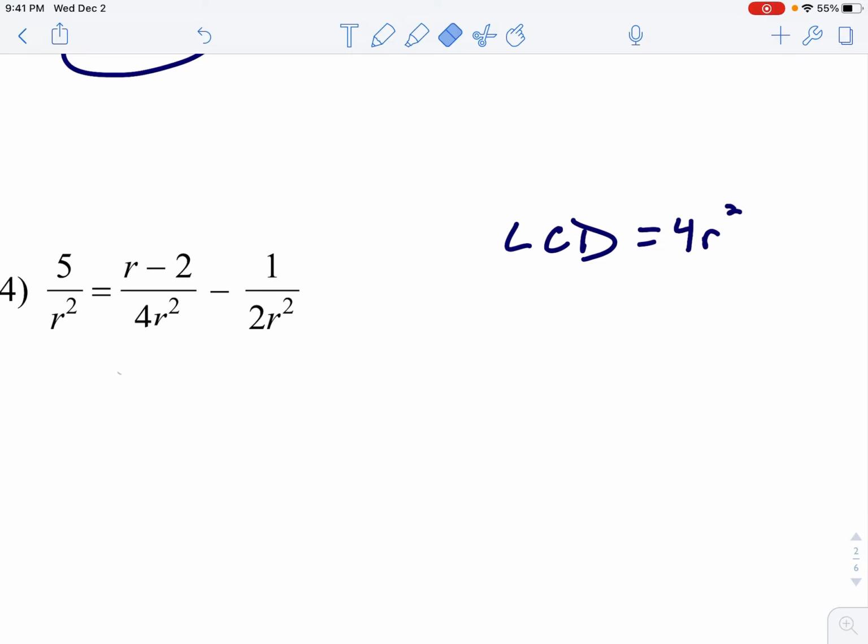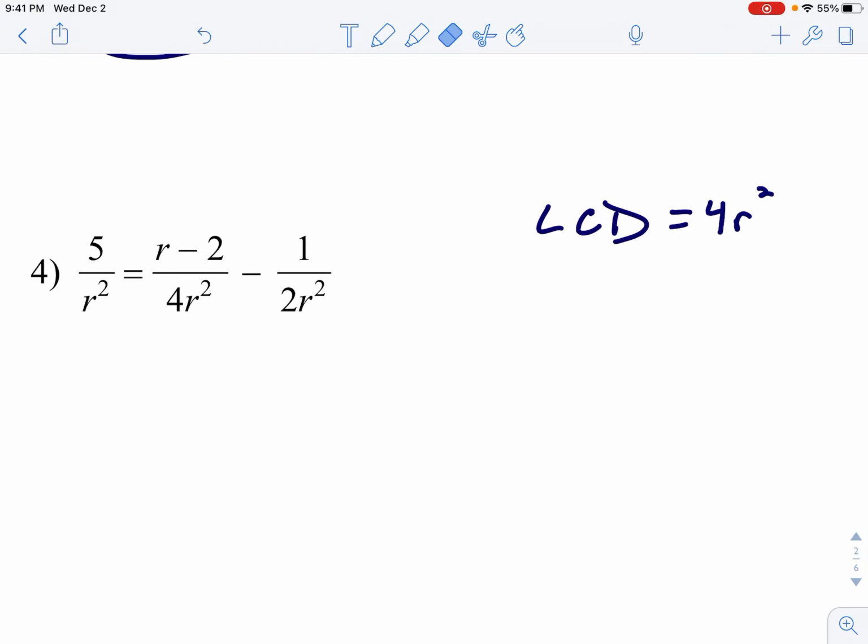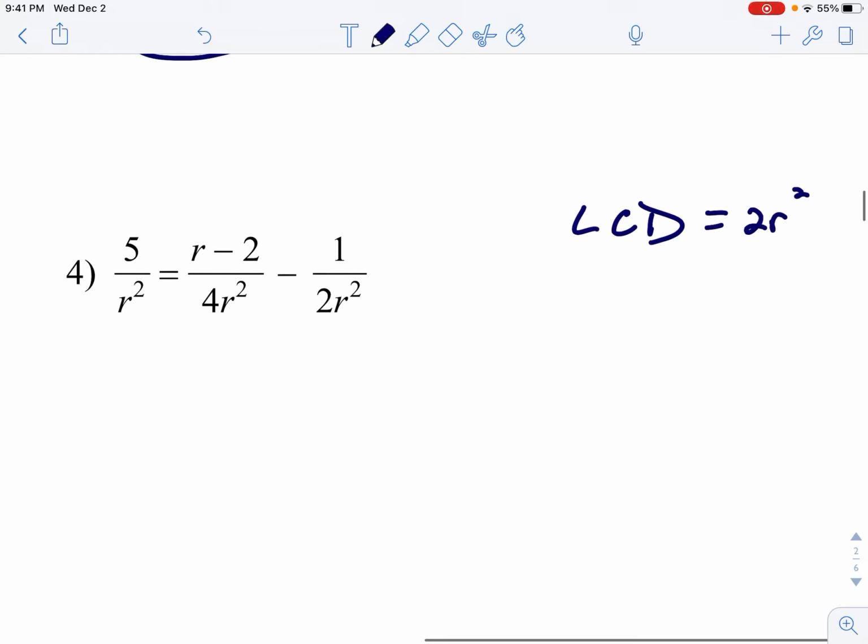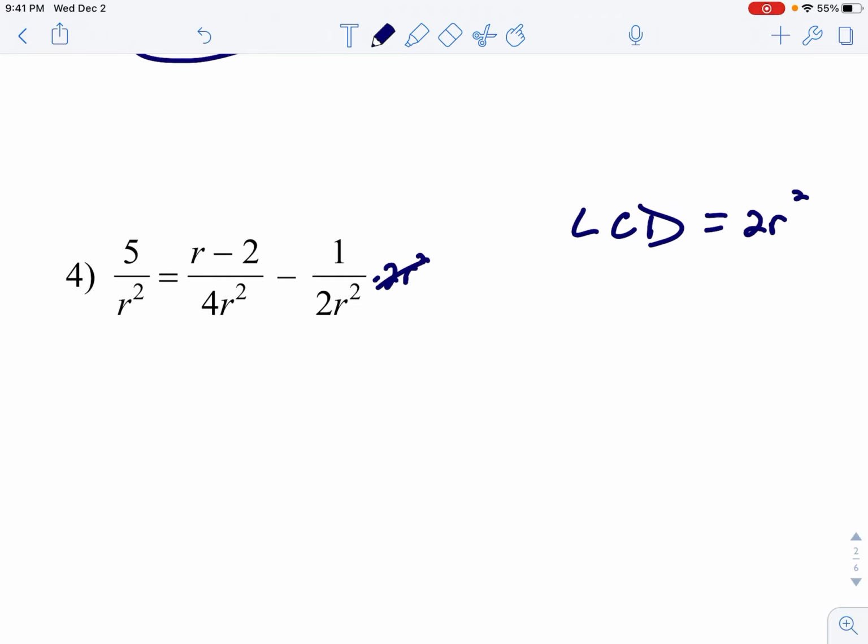Now, if you mistakenly chose 2r squared, when you distribute it, let's say right here, it'll cancel out, everything will be good. But when you distribute it to this one, the r squareds would cancel, but the 2 would not completely cancel, leaving a 2 on the bottom. So when it comes to the numbers, you generally want to pick the larger of the 2 numbers, or even multiply them together sometimes. Anyway, I'm getting a little off track. So 4r squared is our common denominator. We want to multiply this whole thing by 4r squared.